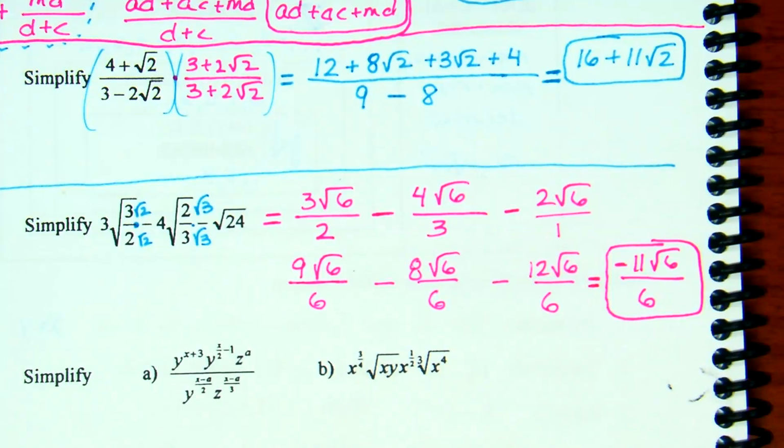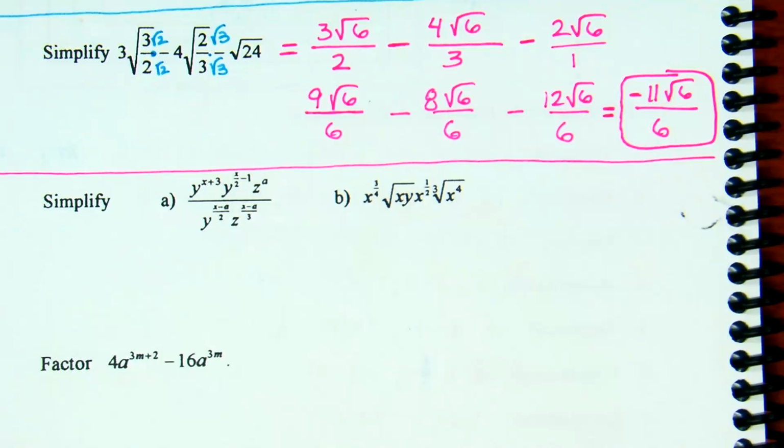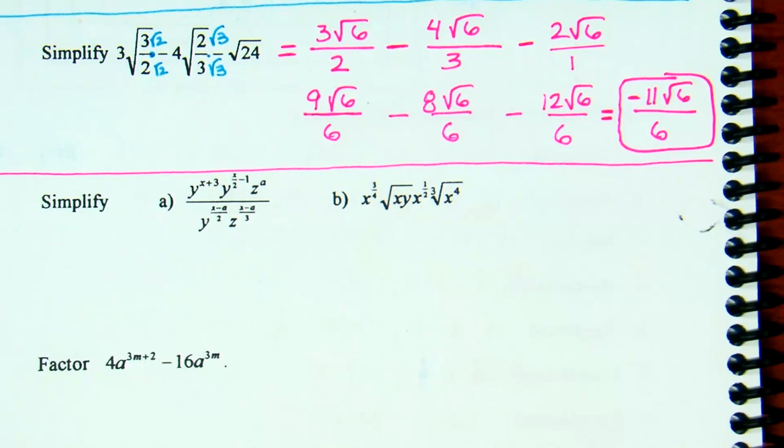Example 5. We've got exponents. As we think about these exponents, this is a big old nasty exponent rule review is what this is. And I don't use the word nasty lightly because I don't know a better word for this.